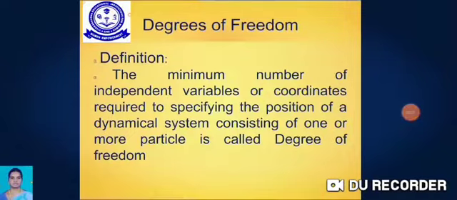We will see the definition of degrees of freedom. The definition is the minimum number of independent variables. Independent variables means here x, y, z required to describe the state of the position of the system. That is called degrees of freedom.